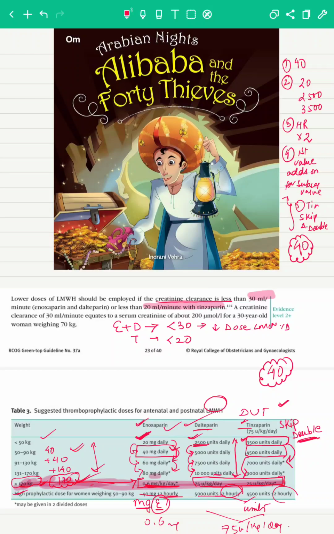Please try to remember it on your fingertips so that patient management also becomes easy for you. And once or twice, if we go through this screenshot, then definitely it will be very, very easy to remember this table.